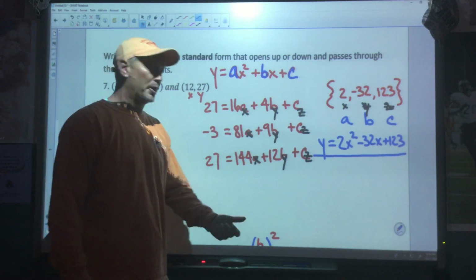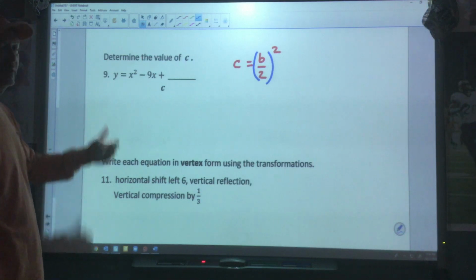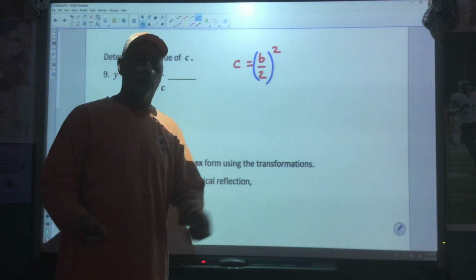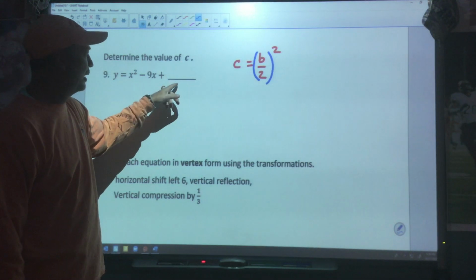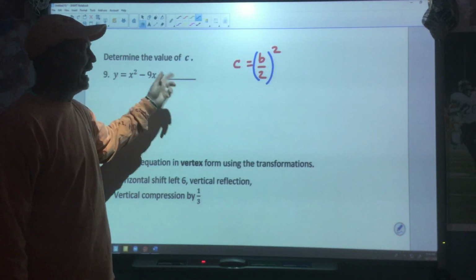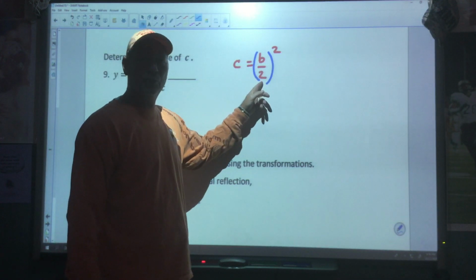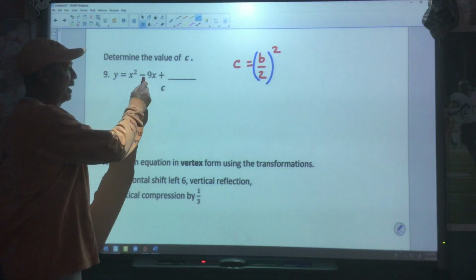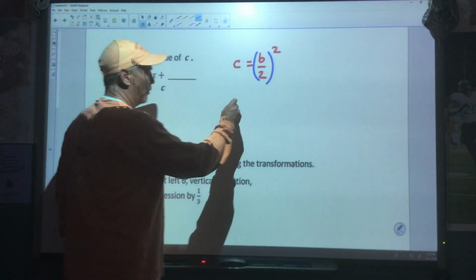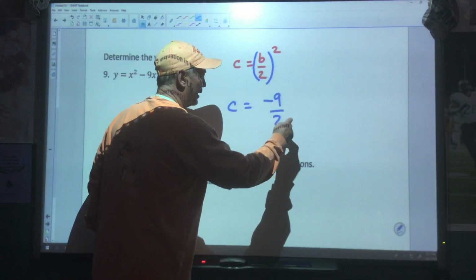Okay, let's go to another problem. Pretty simple. Hopefully this is a gimme for you on the test. They're going to ask you for the value of C. We need to complete the square. How do we do this? Well, to find C, you say B divided by 2, and then you square it. So what's our B value? Our B value is negative 9. So I'm going to say C equals negative 9 divided by 2.